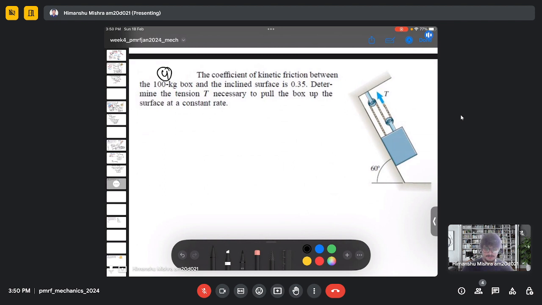So again this is an incline problem, incline and block problem. The coefficient of kinetic friction between the 100 kg box and the inclined surface is 0.35. Determine the tension necessary to pull the box up the surface at a constant rate. So here it is a straightforward problem because we need to find the unknown force, which is a tension in this case. So first we make a free body diagram.